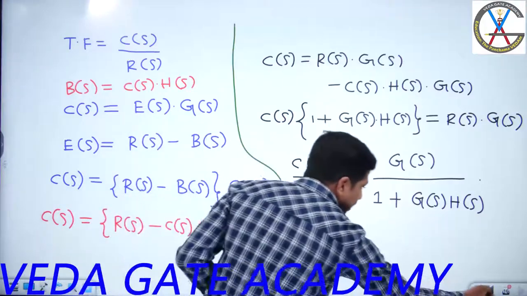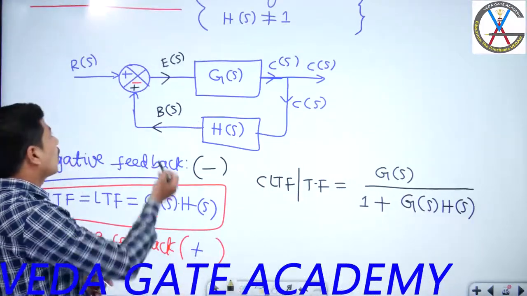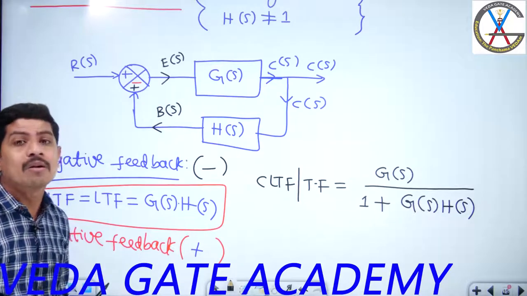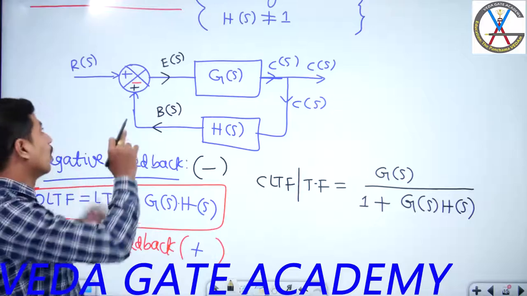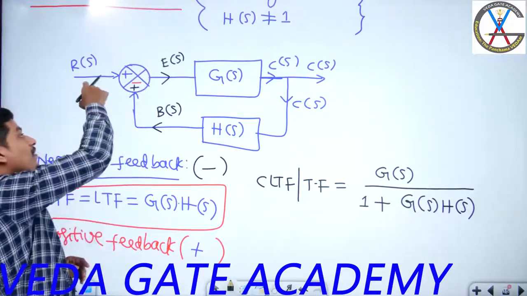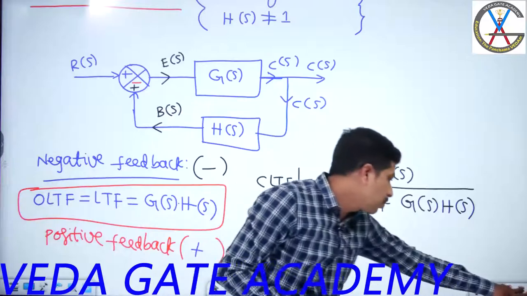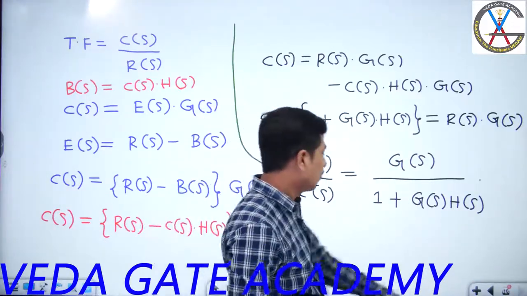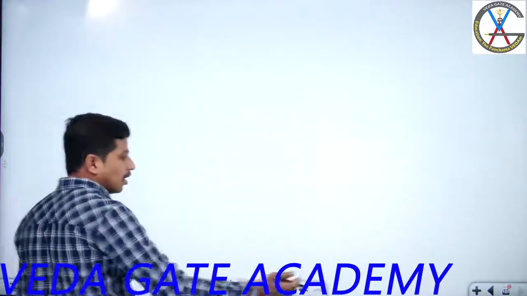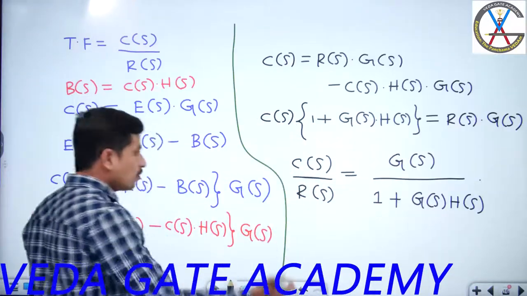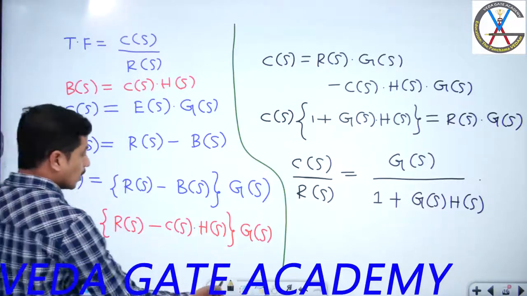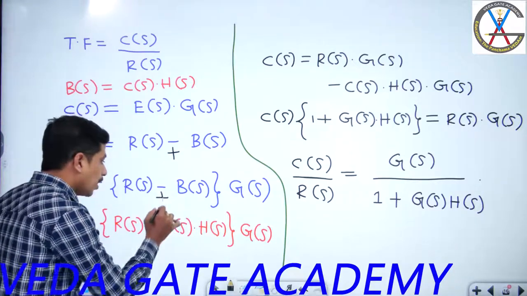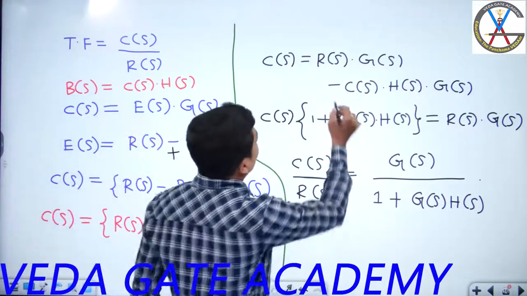Now tell me, what is E of s? Ignore this minus; what we have here is plus. Now we are in the positive feedback case, not the negative feedback case. Minus is ignored, plus, therefore E of s is R of s plus B of s. That's very important to understand. Let's derive positive feedback. Here only we make the changes, then we write the transfer function directly. Here we get plus, plus, plus.